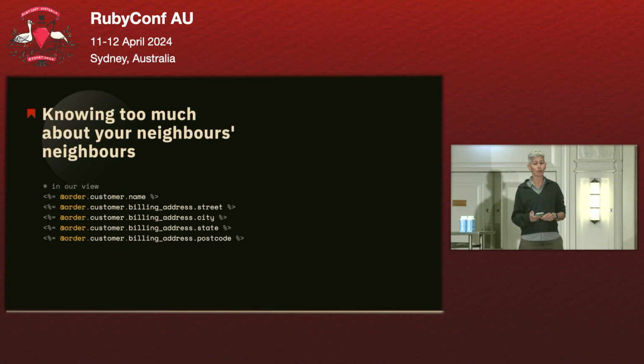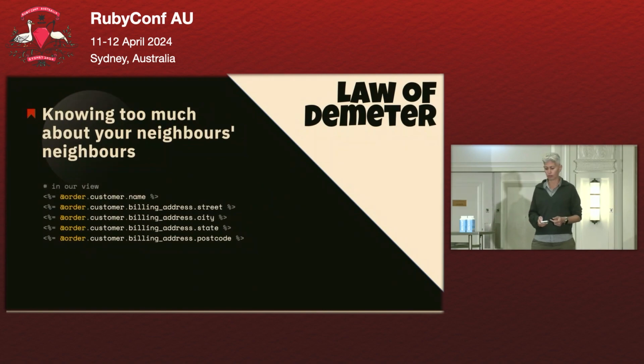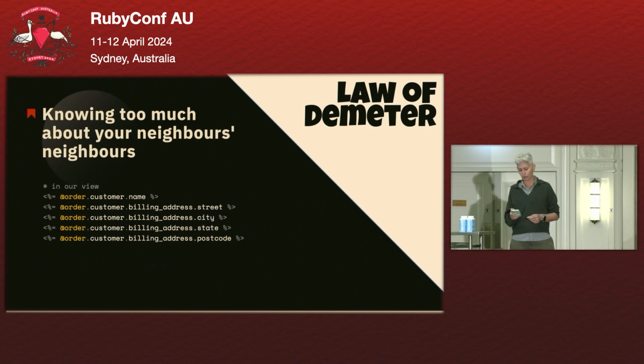Now, in a view, we might have something that looks like that. So we grab the order, and because Rails allows us to do that, we can do order.customer.billingAddress.street. Now, this is a code smell, or an anti-pattern, and it's called the Law of Demeter. Or there's also the name of the principle of least knowledge, which is a design guideline. It requires us to only talk to our immediate friends, but not to talk to strangers.